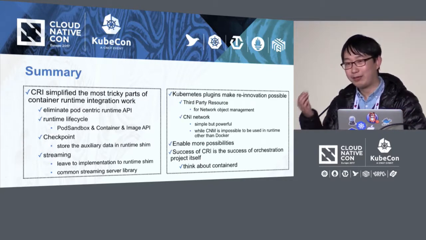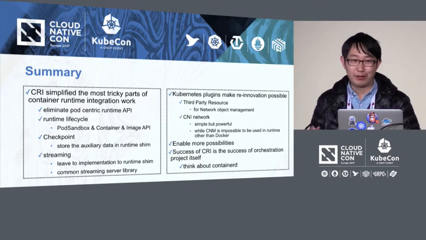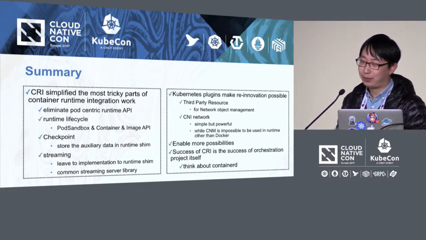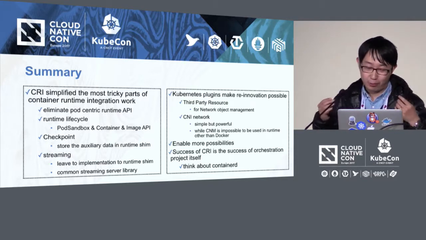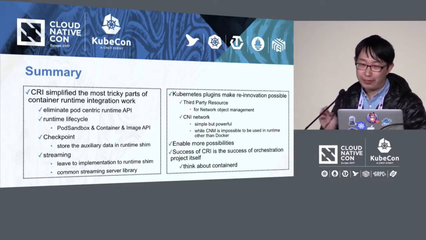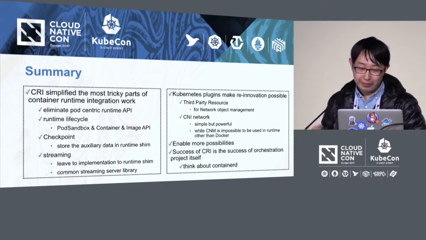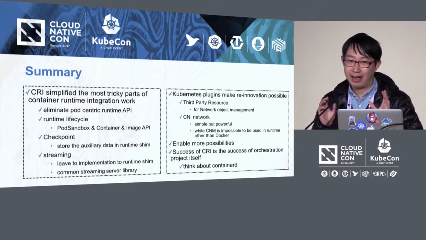So we don't need to call the API server or Kubernetes to get this information, or write a temporary file on the node to record that data. And the streaming part is much better, because it leaves the implementation to the runtime machine. So it all depends on how you implement this kind of thing. It also provides us with a common streaming server library, so there's not too much burden on our implementation side.